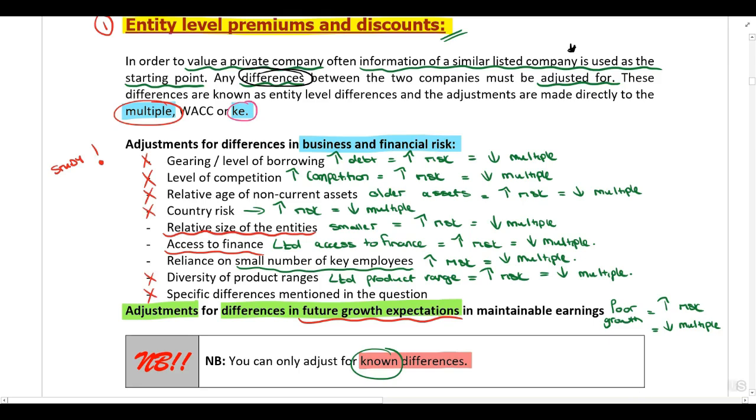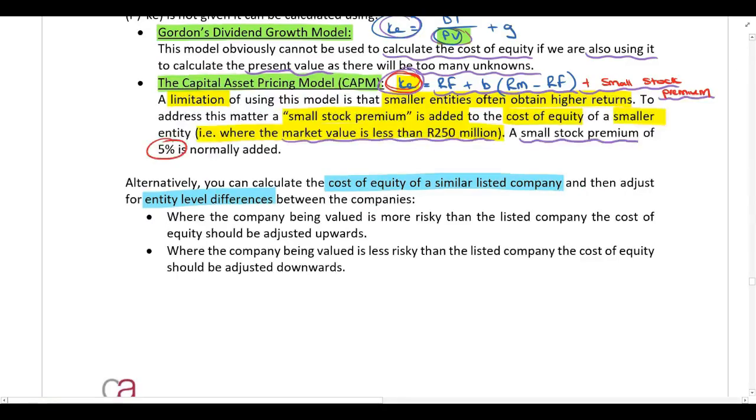However, please note, a multiple is a number. On the other hand, the cost of equity is a percentage. So your adjustment is going to move in the opposite direction. Remember we said if a company is more risky, we are going to decrease the multiple, and if they are less risky, we increase the multiple. You are going to make the opposite adjustment to your cost of equity.